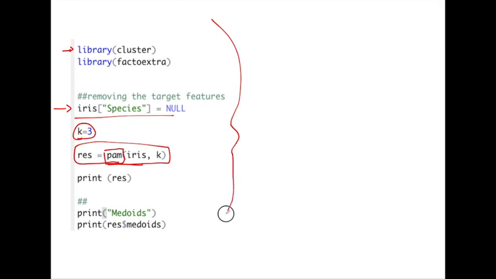Remember that we need to know the value of K beforehand. If you want, you could use the elbow method for this, which I talked about in a previous video.